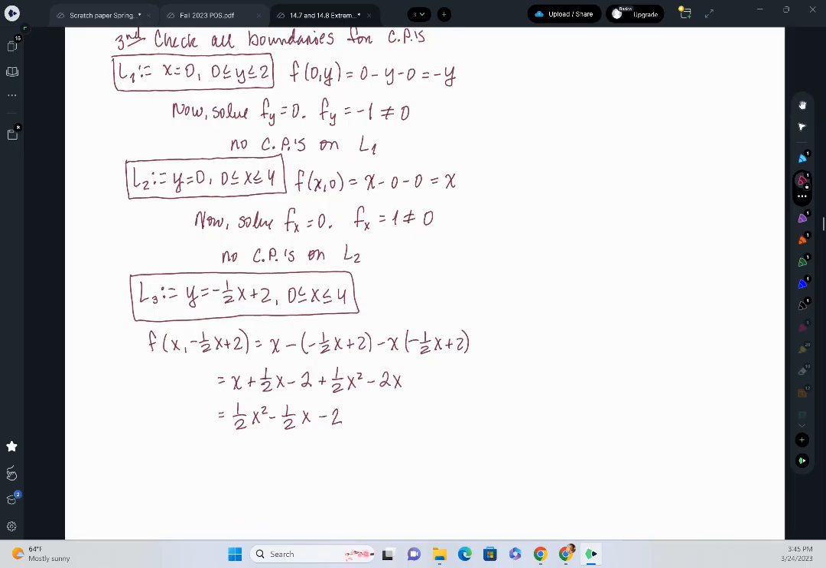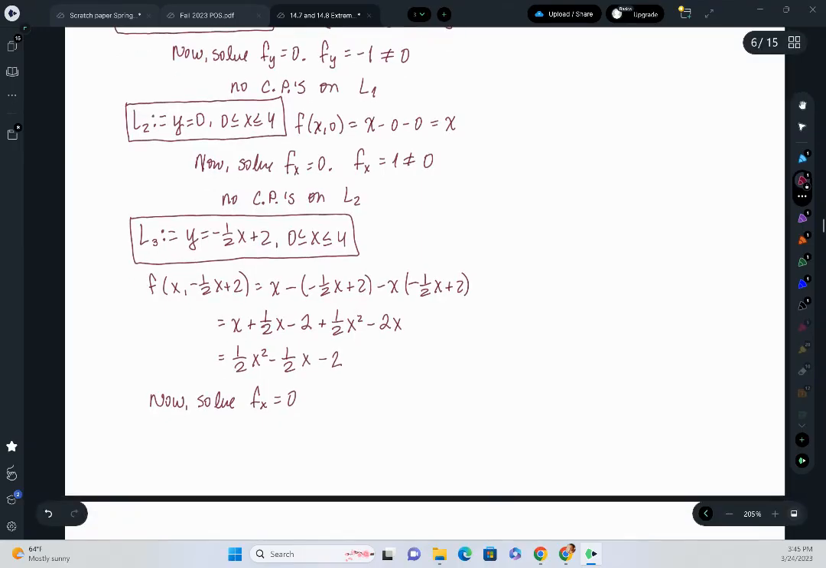Now I need to solve f sub x equals 0, which means I need to calculate my first partial derivative. So f sub x is equal to 2 times a half, which is 1, so it'll just be x minus a half equals 0. x is equal to a half. Well, y was equal to -1/2 x plus 2, so I'll plug in that 1/2, which is going to give me 2 minus a quarter. That's going to be 7/4.